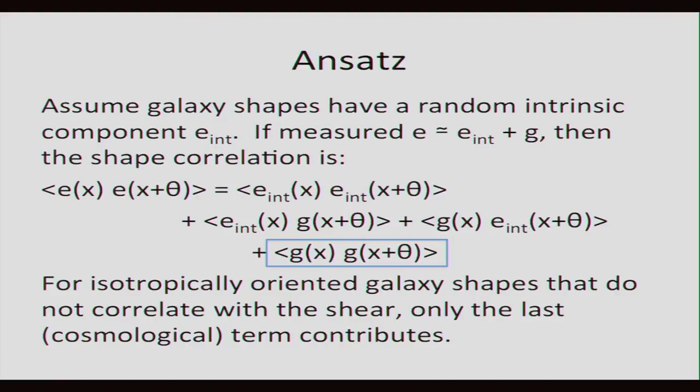The last term, the one that's in a box, shear correlations, is what we can predict from cosmology. This is the lensing shear due to the distribution in the universe. It's the thing we care about. The other terms are going to go away in the limit that galaxy shapes are isotropically distributed. In other words, galaxies have some random ellipticities. They're not oriented systematically with respect to each other, and they're not oriented systematically with respect to the shear. And so these other terms are going to go away, and it's the cosmological term that we're measuring.